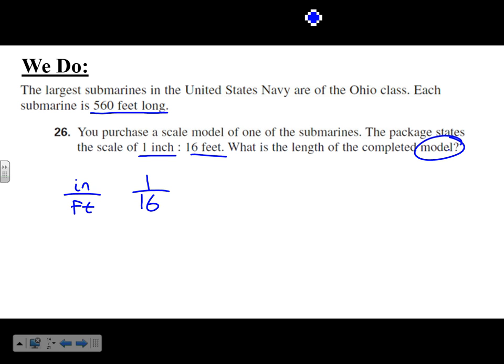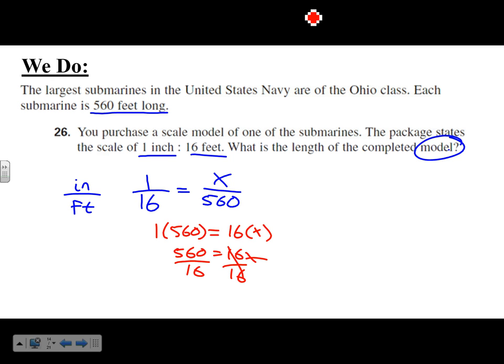So we want to know the length of the model. Well, 1 over 16. The actual feet is 560 feet. I want to know how many inches that's going to be. For this one, I'm just going to use X. Again, it doesn't really matter. So we have 1 times 560 is equal to 16 times X. So it's 560 is equal to 16X. Divide both sides by 16. So 560 divided by 16 is 35. So my X is 35.